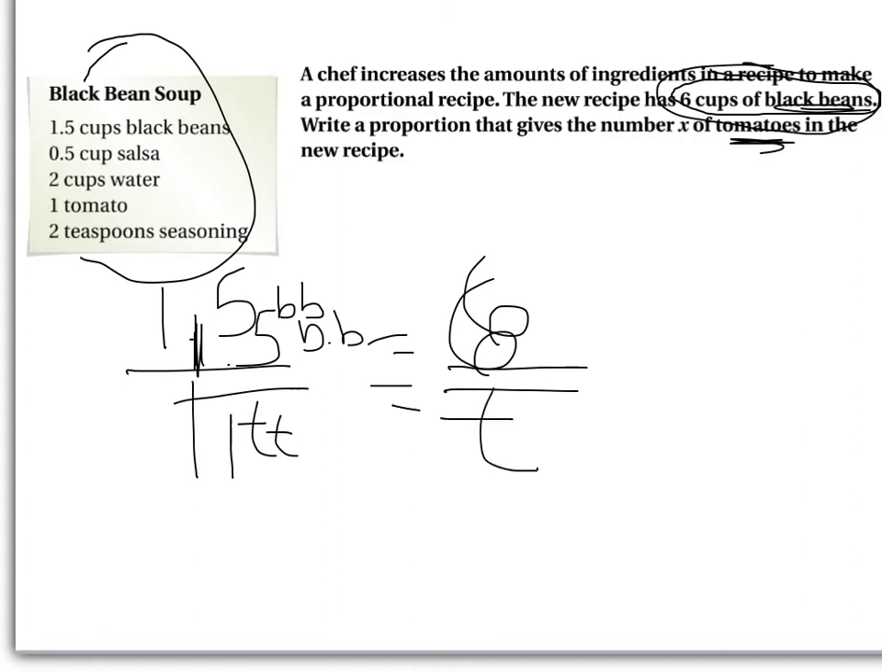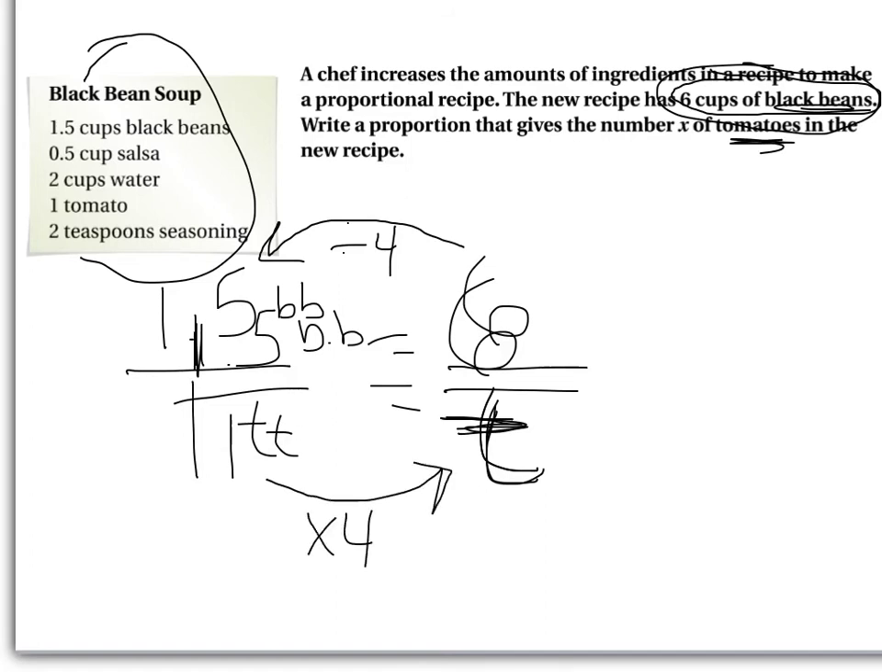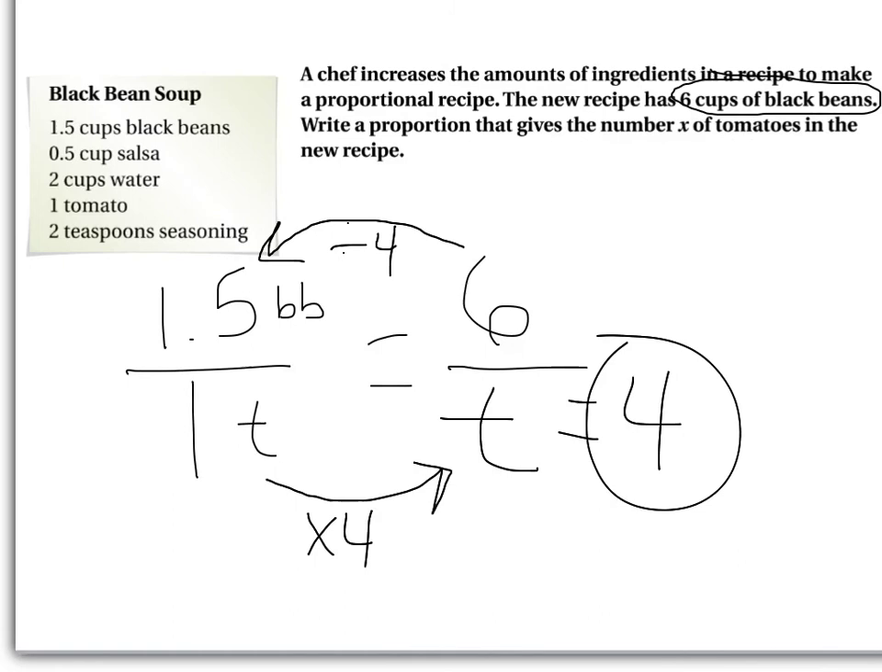Once I've done this, I easily can solve this like I just did on the last slide. I'm going to divide 6 by 1.5, and that is going to be 4. So I'm going to do the same thing, but I'm going to go this way this time. Obviously, I'm going to do the opposite because I'm going the other way. I'm going to multiply by 4. So the answer obviously is 4 tomatoes for my answer there. All right, so that's how you write a proportion and then obviously be able to solve it.